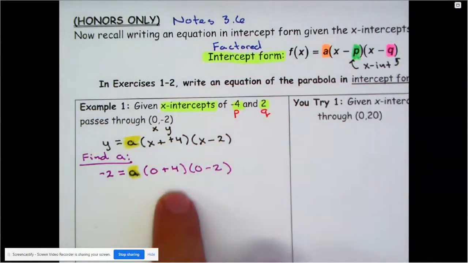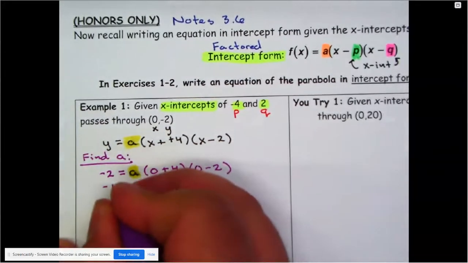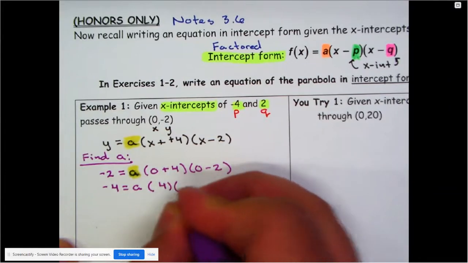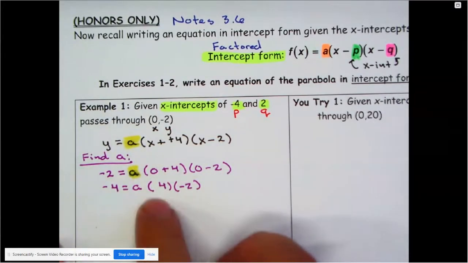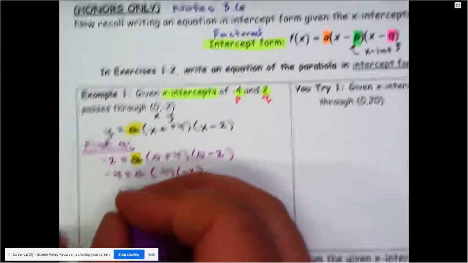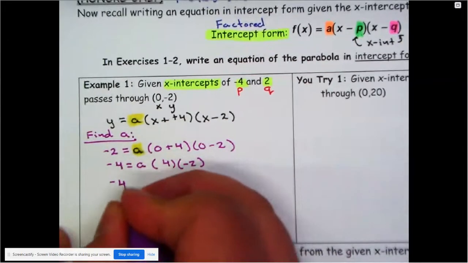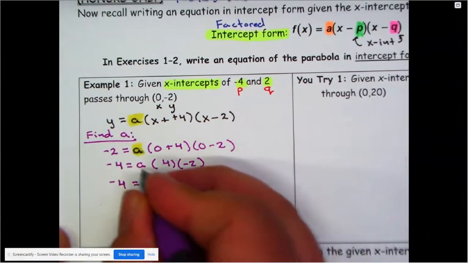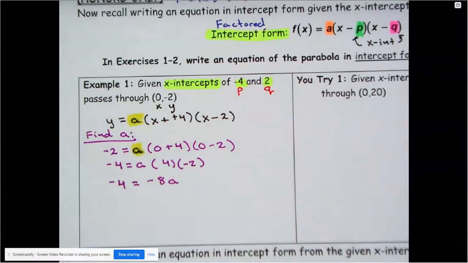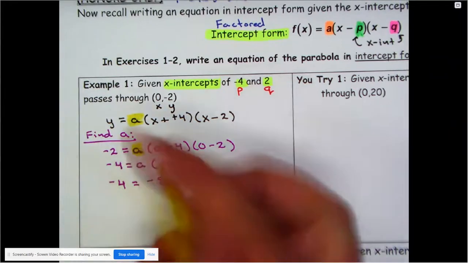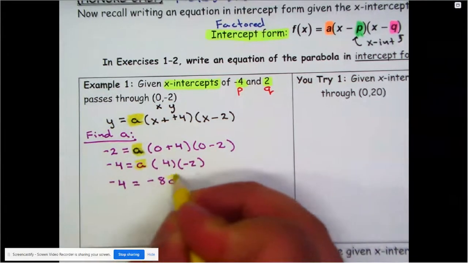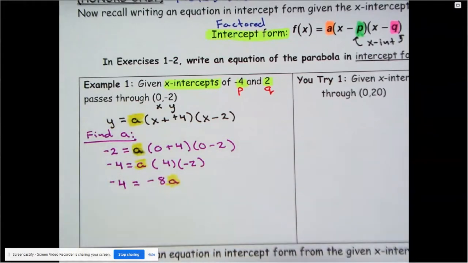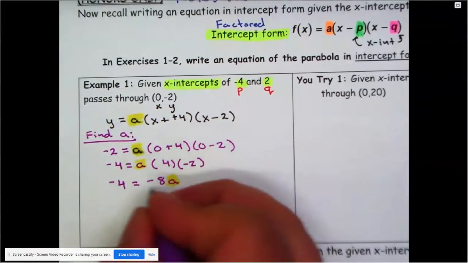So we have 0 plus 4 is still just a 4. We're still trying to find that a. So this is a 4. This is a -2. You multiply all three of these together. So -2 is equal to 4 times -2 is -8 with the a right next to it, of course. Again, don't forget, we're trying to find what that a is. Once I find it, I'm going to throw it back up here and I'll be done with this equation. And so divide by -8.